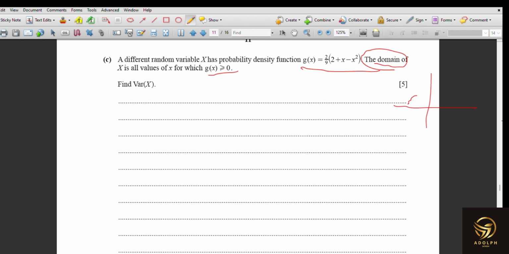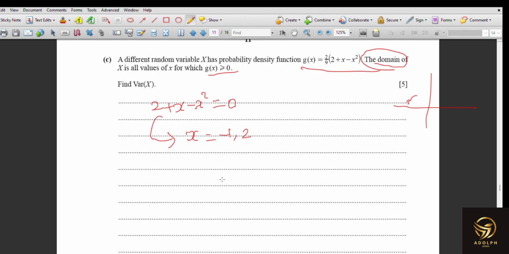So for example, since it's a quadratic, let's take the values at upper hand. Above 0 means we should find where it is intersecting the x-axis, the roots. Then above that we will have to take it. So the factor 2 by 9 can be ignored. So 2 plus x minus x square is equal to 0. If you are solving this, the two factors we are getting are x equal to -1 and 2.